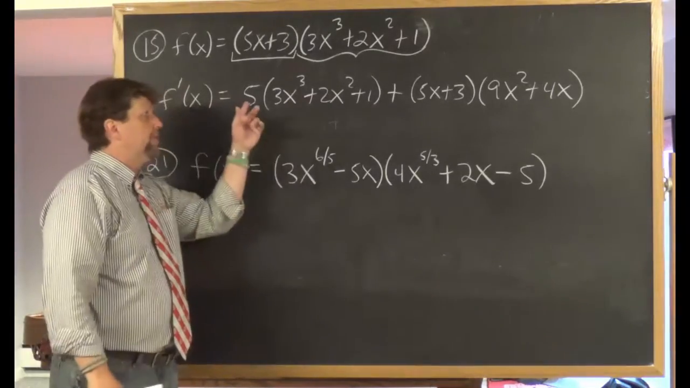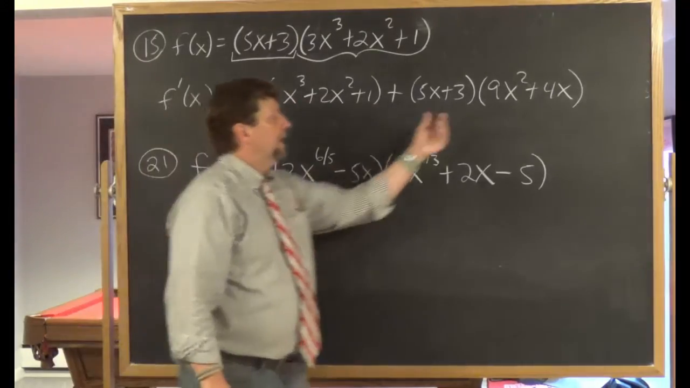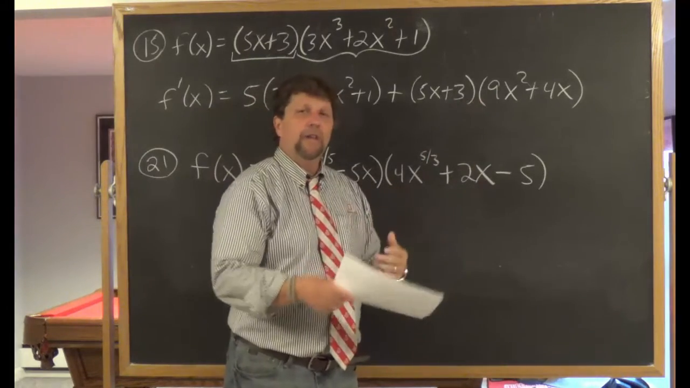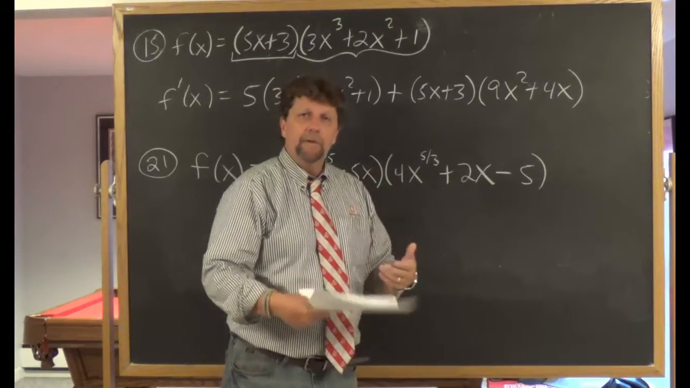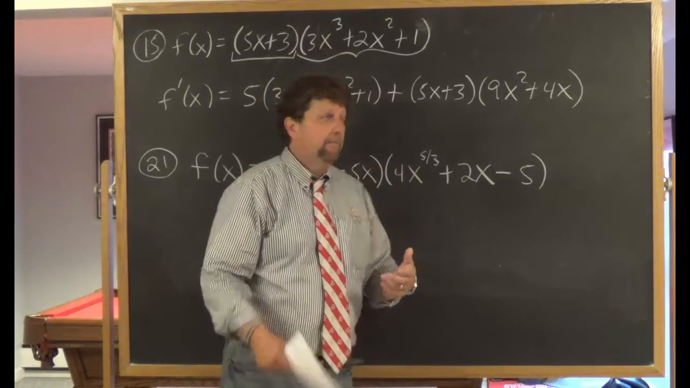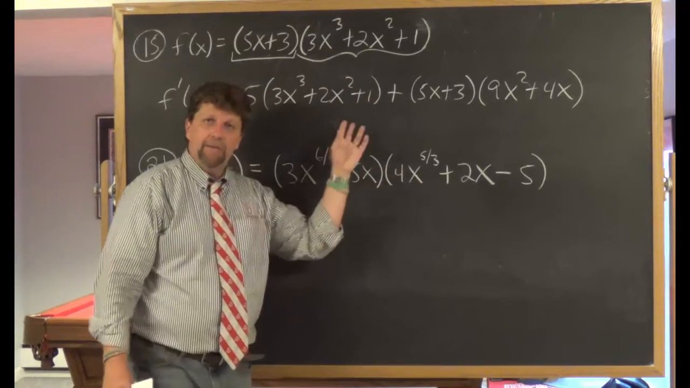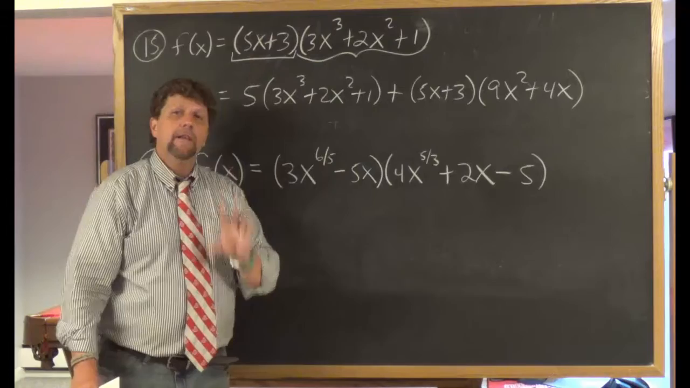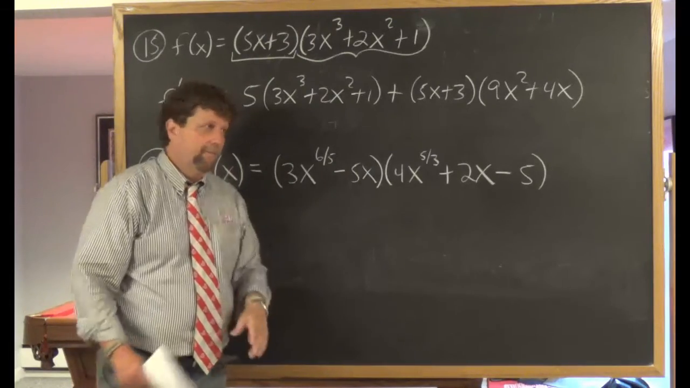Now again, I could distribute the 5, and I could FOIL this out and then combine all the like terms, and that's probably what you'll see in the back of the book, the answer in the back of the book. But I'm stopping right here. I just wanted to make sure that you got the calculus correct.